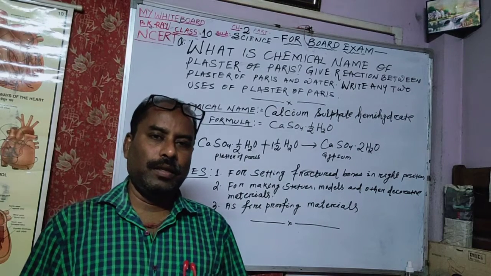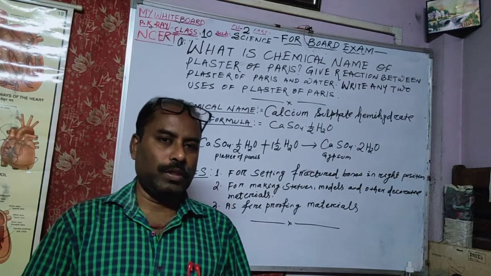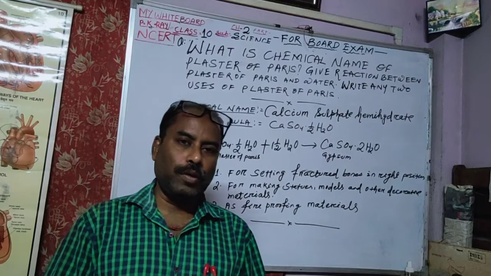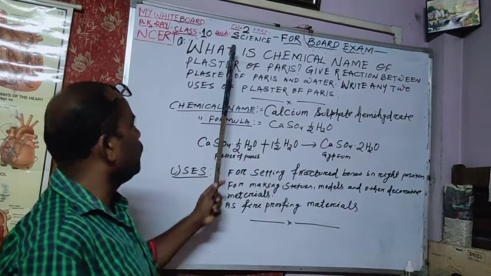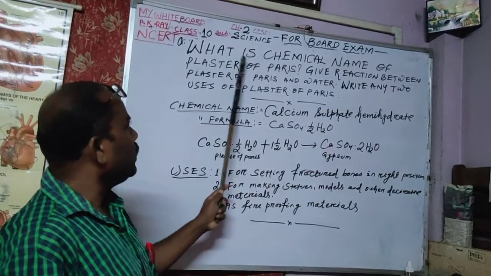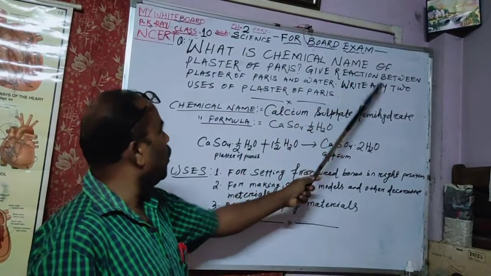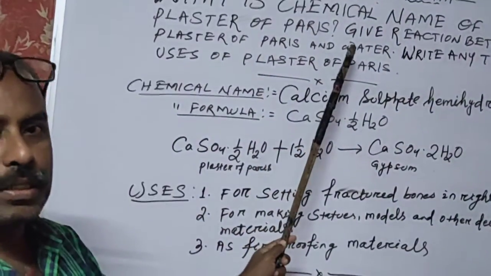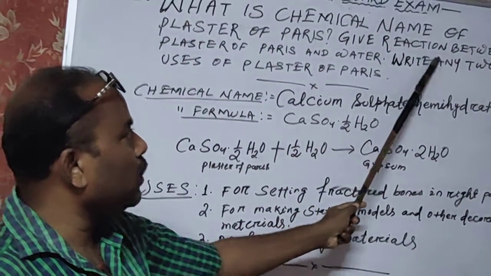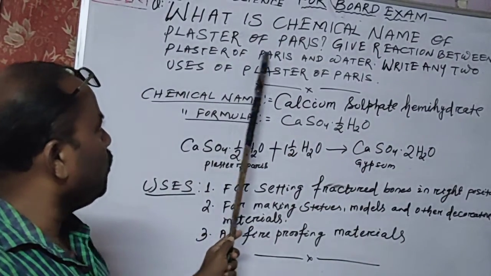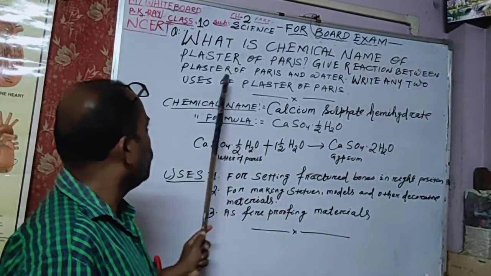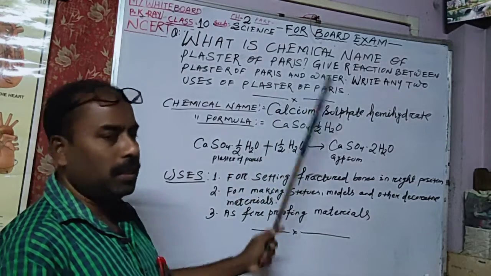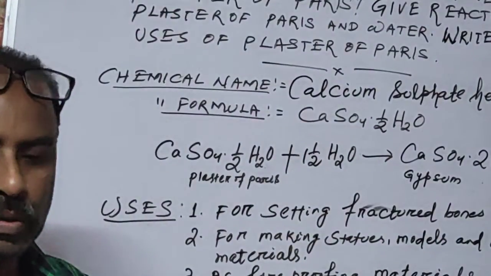Okay, now we have to discuss one more question from chapter 2, Science. See the question. It is coming from chapter 2. What is the chemical name of plaster of Paris? Give the reaction between plaster of Paris and water. Write any two uses of plaster of Paris. This is from chapter 2.